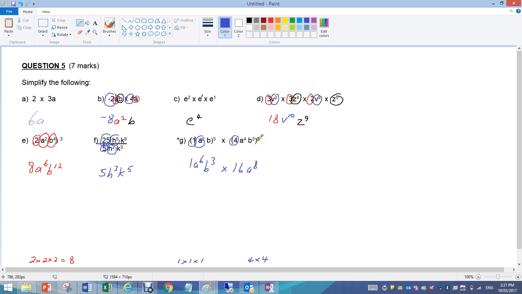B to the 3 to the power of 2 is B to the 6. Okay, let's keep going. Let's do the numbers. 1 times 16 is 16. A to the 6 times A to the 8 is A to the 14. B to the 3 times B to the 6 is B to the 9. There we go. So there are the answers for question 5.